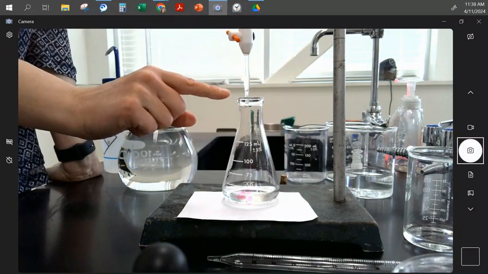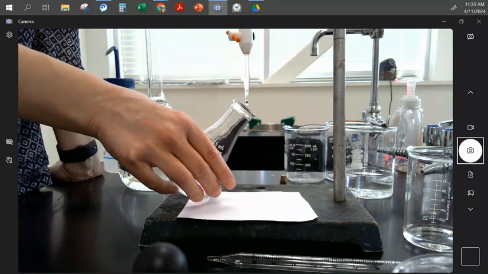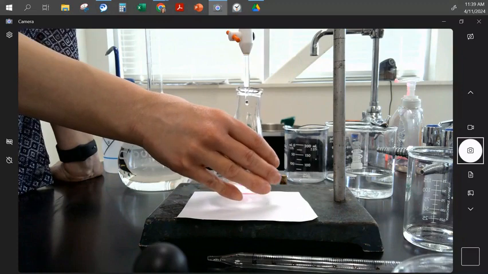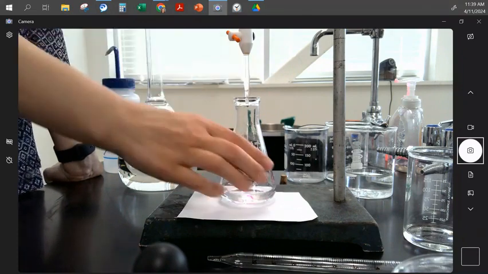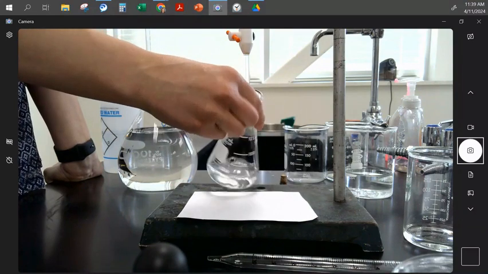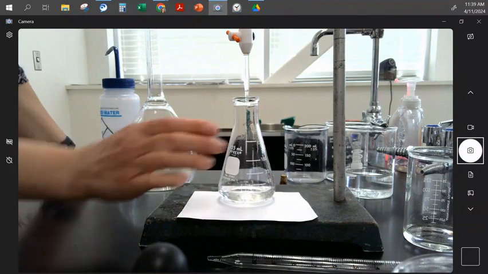Okay, so this one, I have a drop in the burette. I don't know if you can see that. You see there's a drop. So if there's a drop at the tip, that's going to count in my value. So I need to get it into the Erlenmeyer flask. I think that one. Did it go in there? I think so.